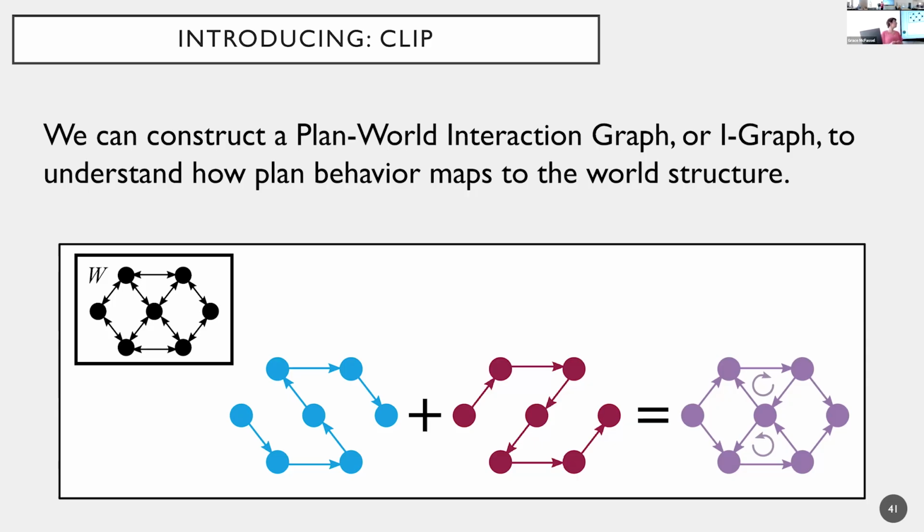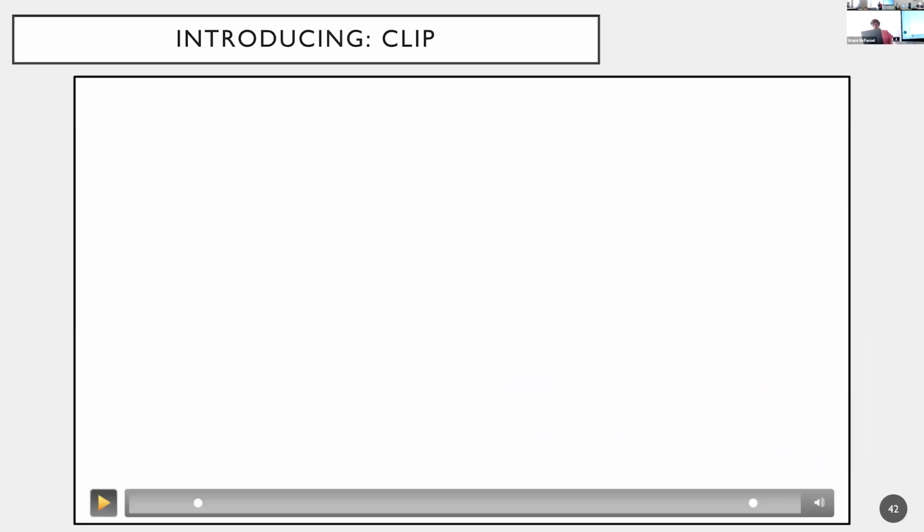Here's an example that uses a world W. We see our one plan, we see our other plan, we kind of smush them on top of the original world, and we see these cycles. But you can't do this for quite a lot of problems, because this only works if you know exactly how the plan and world map to each other, and often the original plan has uncertainty. So we need to understand how the plan moves through the world and what information it gathers. So to do this, we build a structure called the plan world interaction graph, or simply the I-graph or interaction graph. And it works a bit like this.